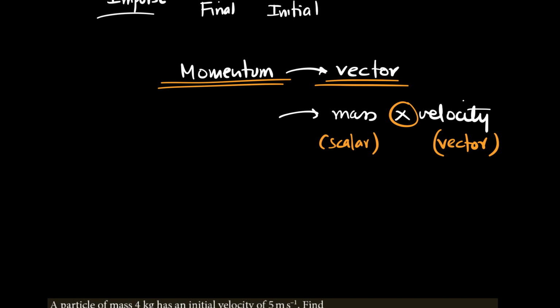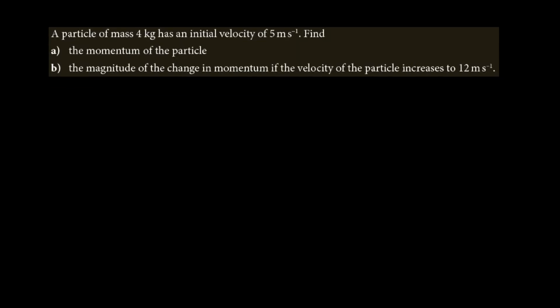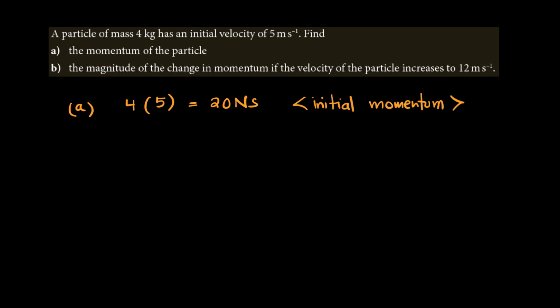Now let's try out some basic questions related to momentum. Let's read this question. A particle of mass 4 kg has an initial velocity of 5 meter per second. Find the momentum of the particle. So let's start with the first part. It is simple. All we have to do is multiply 4 kilogram with 5. This comes out to be 20 Newton second. That is the initial momentum of the particle. It's a simple product of mass and velocity.